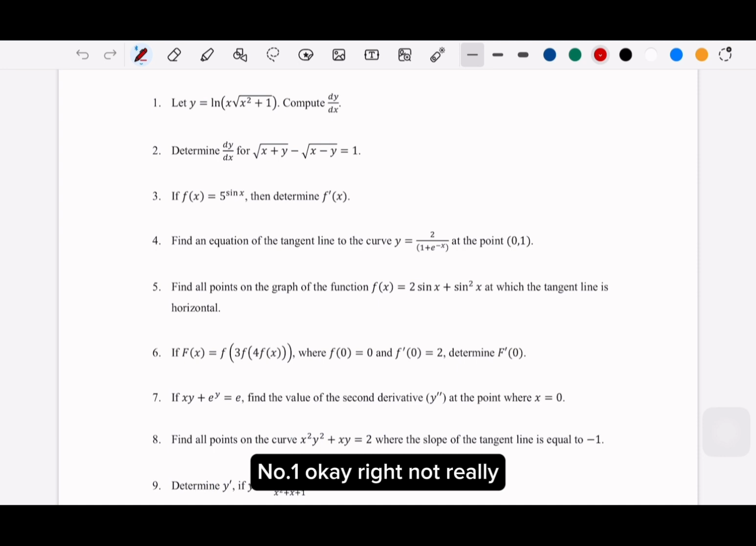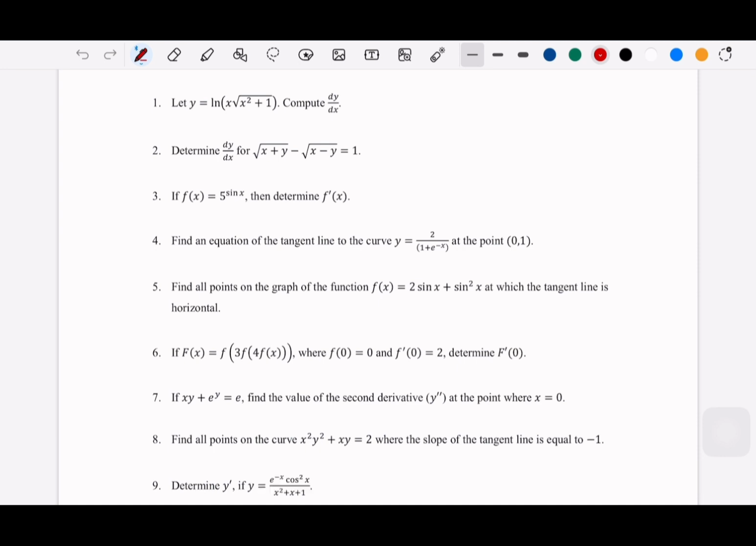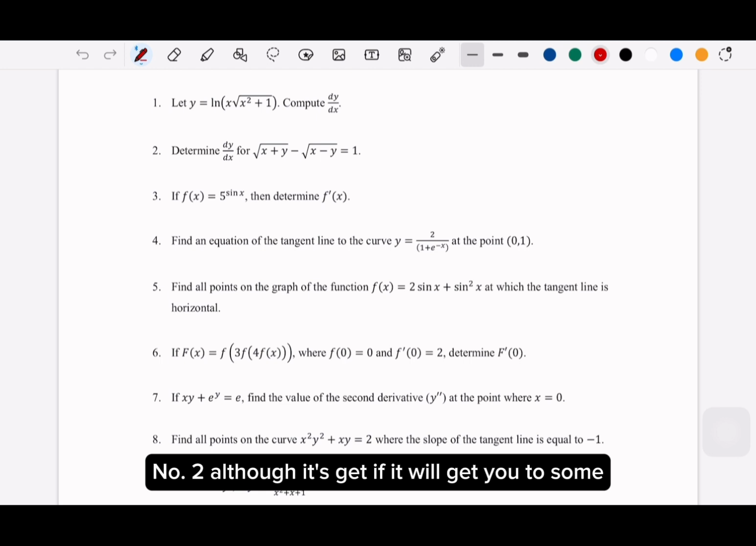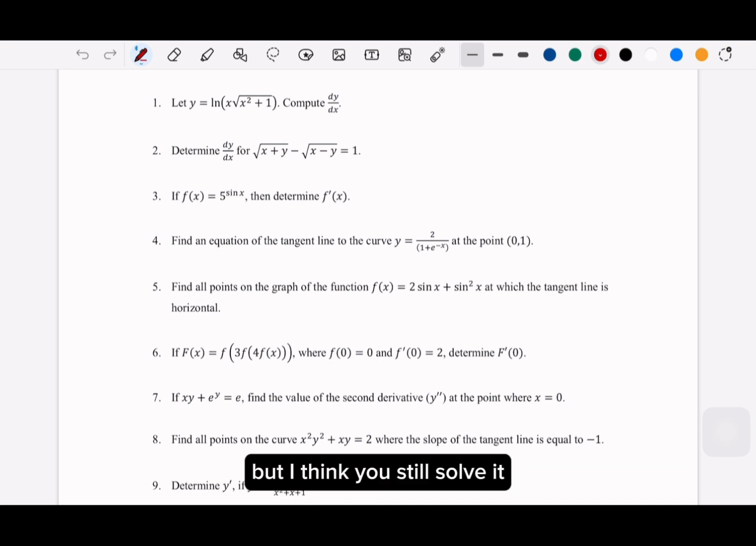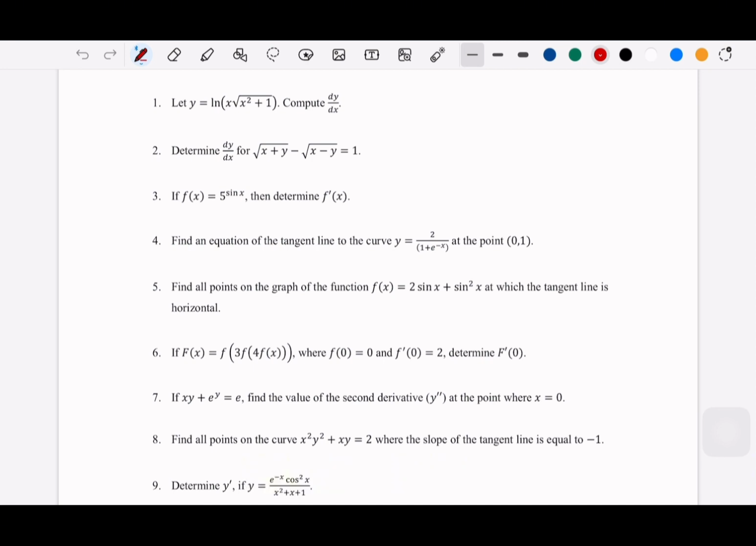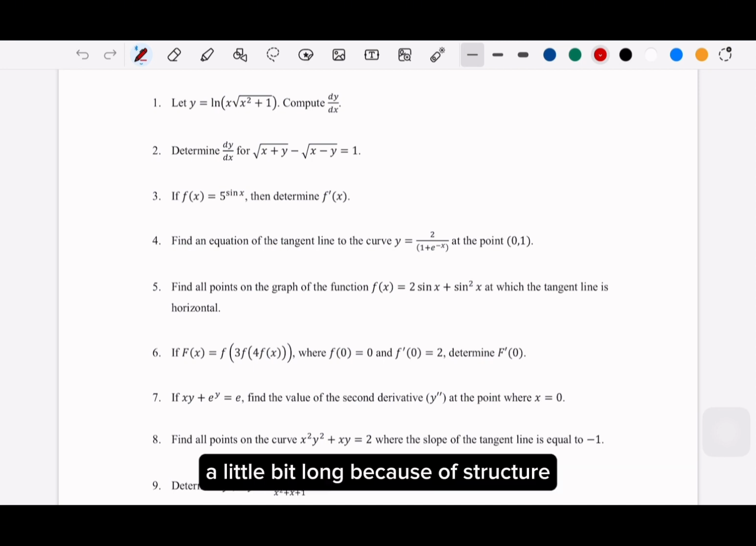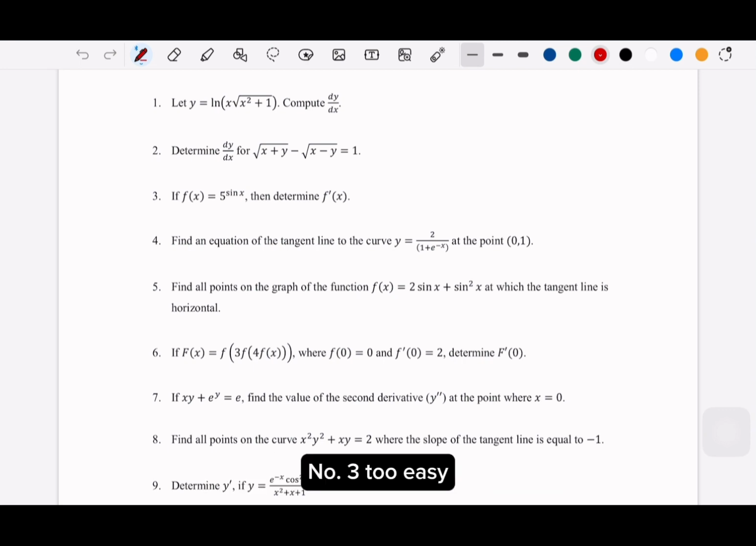Number one, okay, right? Not really complicated. Number two, although it will get you to some problem, I think you still can solve it. Although it's a little bit long because of the structure, the fractions you get. Number three is too easy, right? Number three, easy. You don't even need to calculate.